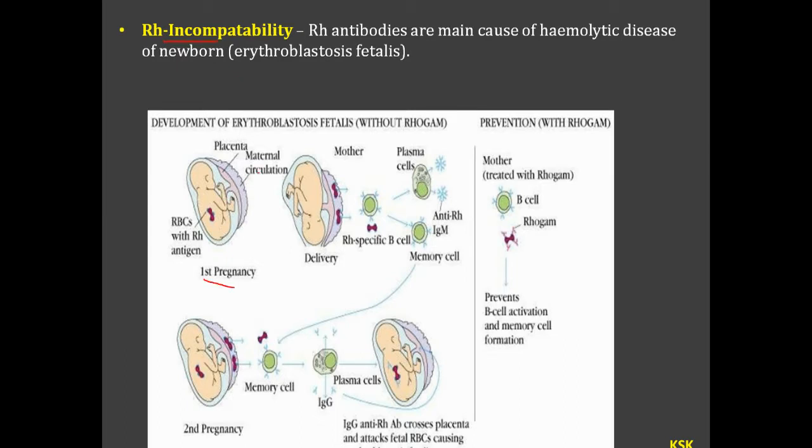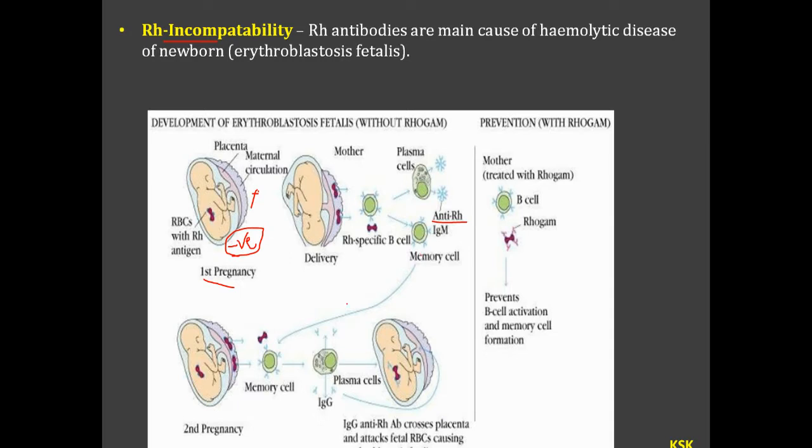During the first pregnancy, if the mother is Rh negative and the child is Rh positive, there is no problem with the first child. During the delivery, when the baby is coming out, the Rh positive blood passes into the maternal circulation, and therefore the mother will produce the anti-Rh factor.